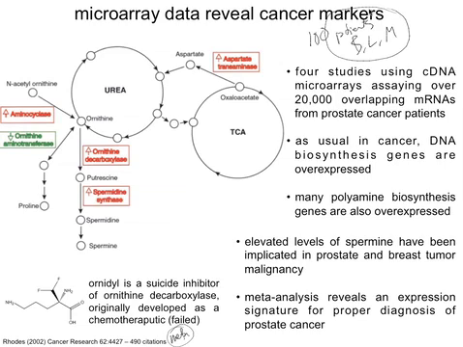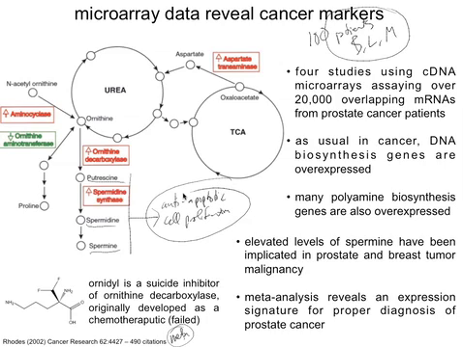Now let's talk a little bit about prostate cancer. These molecules, putrescine, spermidine, spermine, these are all known to be found at elevated levels in prostate cancer patients. These are compounds that are known to be anti-apoptotic and to be involved in cell proliferation. So these are known to be associated with the development of tumors and are observed again at high levels in prostate cancer.